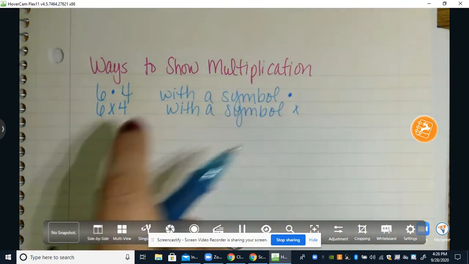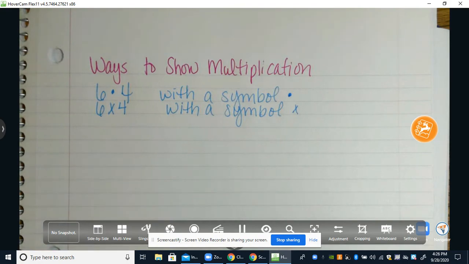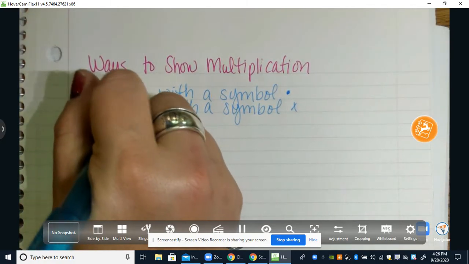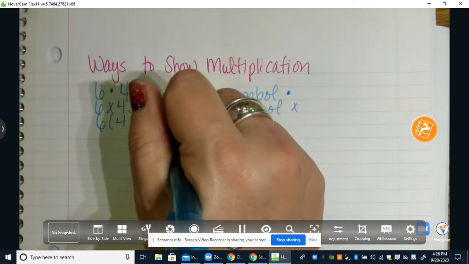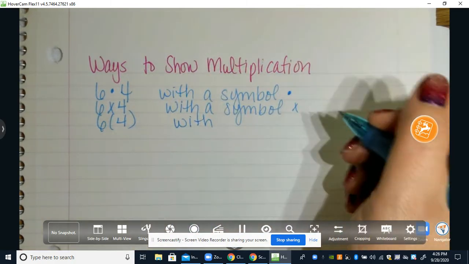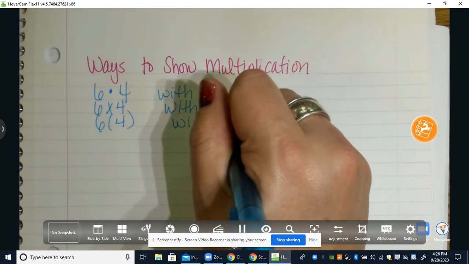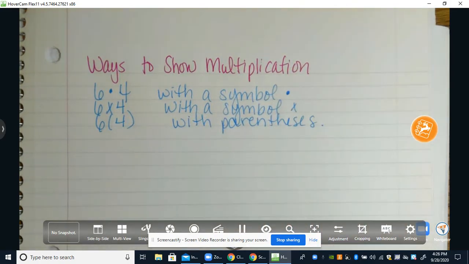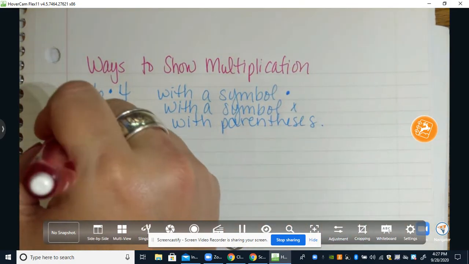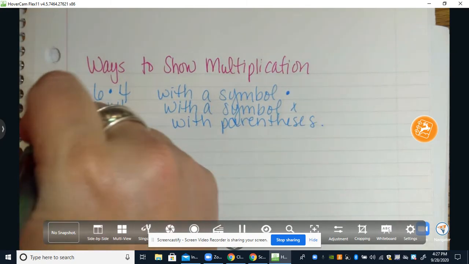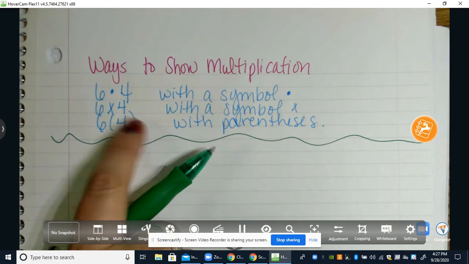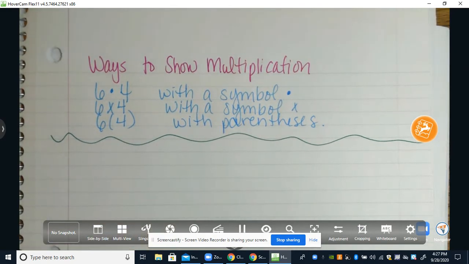And that's with the symbol X. It's kind of like in the middle. All right. And then finally with parentheses. You'll see multiplication with parentheses. So those are the main 3 ways that you will see multiplication. You'll see this more when we get into algebra with variables attached to it. So remember that that means multiplication.